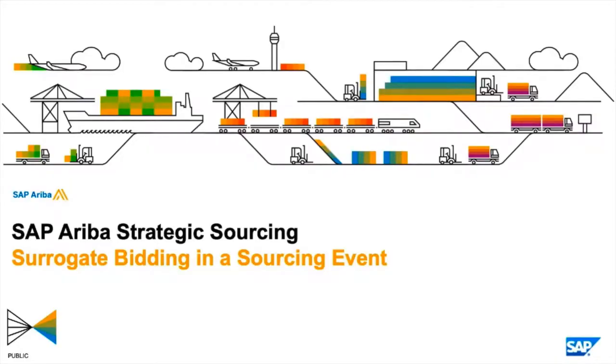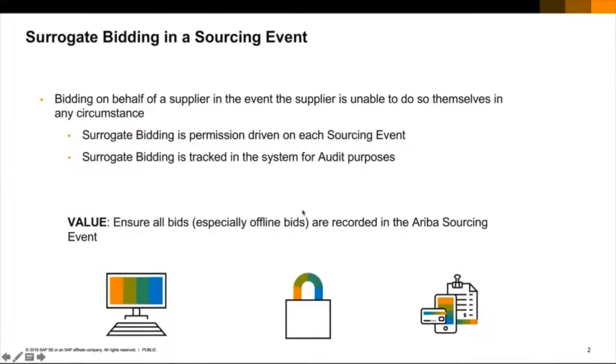And today we'll be talking about surrogate bidding on behalf of a supplier in the sourcing event. The surrogate bidding feature on the sourcing event allows you to bid on behalf of the supplier in the event the supplier is unable to do so due to any circumstances. The surrogate bidding feature is permission driven on each sourcing event, so you'll be able to define which users will be surrogate bidding in that specific event.